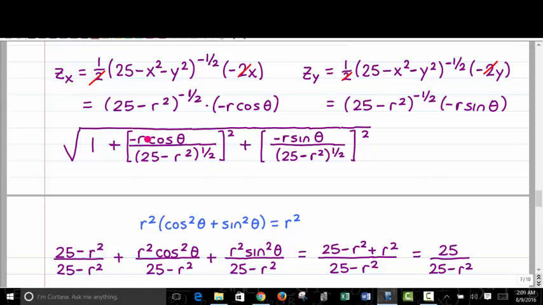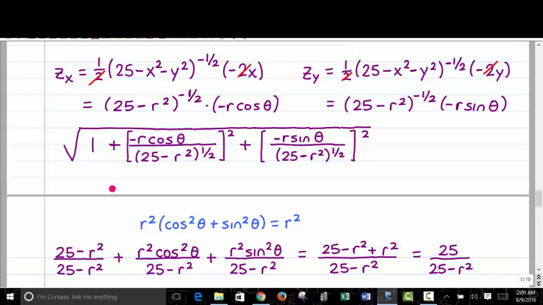So let's see what happens here. When you square this, you're going to have r squared cos squared there, and on the bottom you're just killing the 1/2. So it's 25 minus r squared. Now let's come over here. Same thing here. You'll have r squared sine squared, and then 25 minus r squared. Now let's go back to the 1.